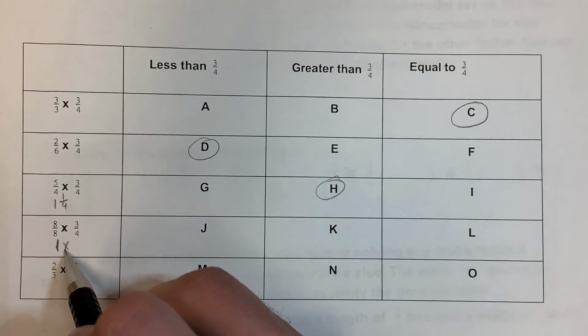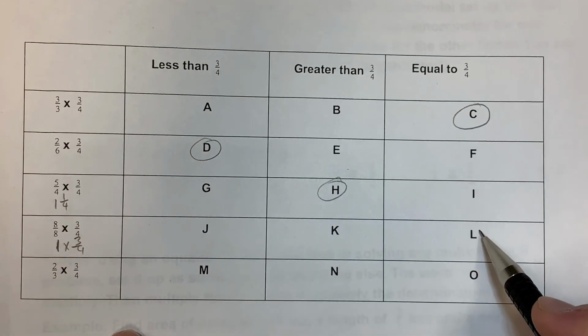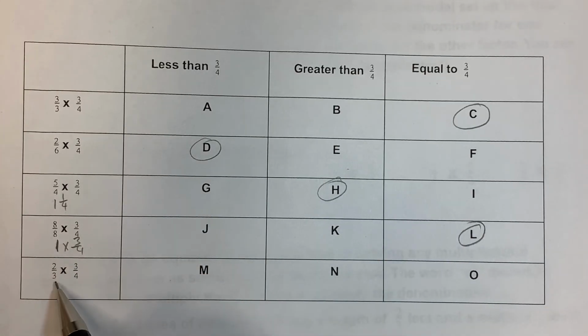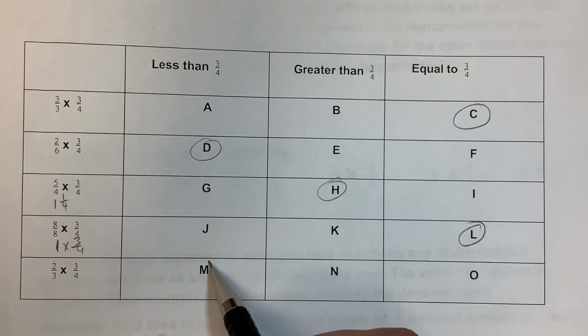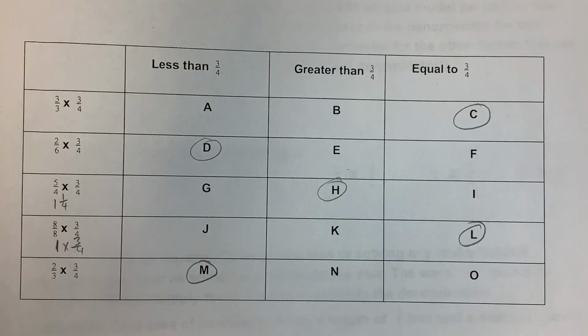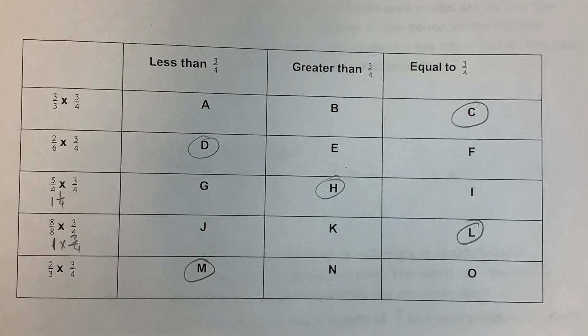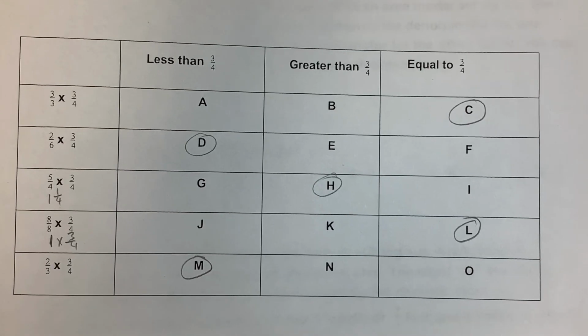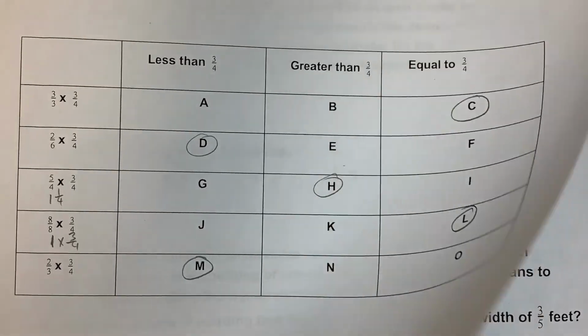This one is 1 times 3/4, so it's going to be equal. 2/3, that's not quite 1, so it's going to be less than 3/4. So there are some more examples from that. So just a quick little review. So study up on those and good luck.